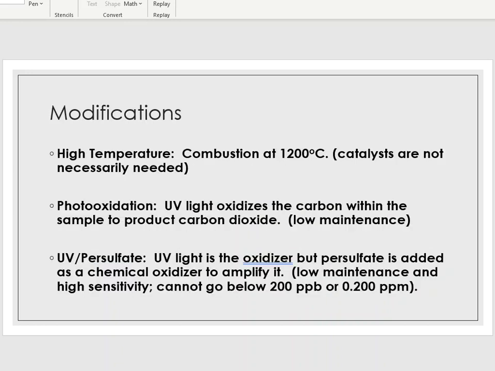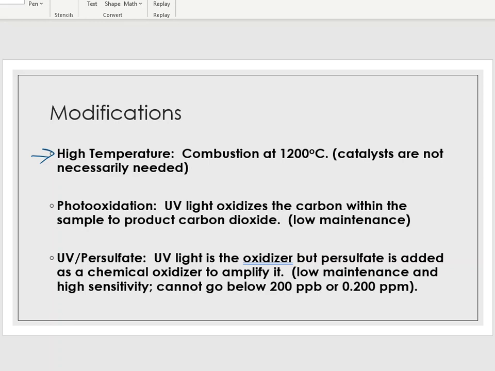As far as modifications go, there's a couple of different options for you as a user of a TOC analyzer, depending on the type of laboratory that you're working in. The first one is what we're going to call high temperature. There is a high temp TOC, and all this time you keep hearing me talk about 680, 680, 680. Well, a high temp TOC analyzer actually heats it up to 1200. So pretty much double what the 680 normal standard TOC will do.